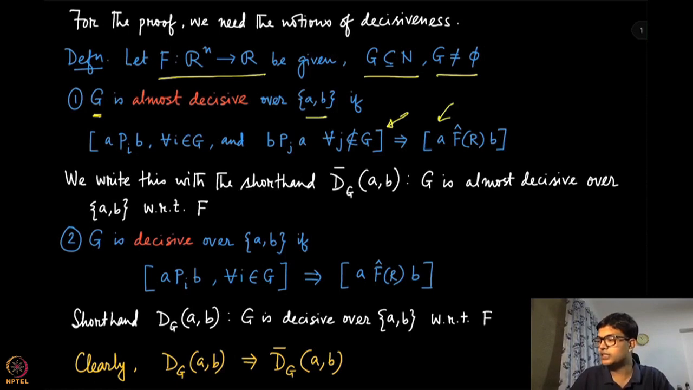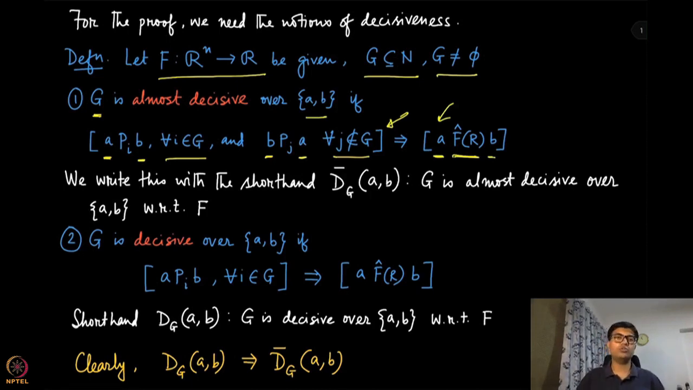So what is it saying? It is saying that for all those agents which are in that almost decisive group, A is strictly preferred to B. And for all the agents which are not in that almost decisive group, B should be strictly above A. If this happens, then immediately the conclusion is that in the final outcome of this Arrowian social welfare function, A should be strictly above B. So that is what it means.